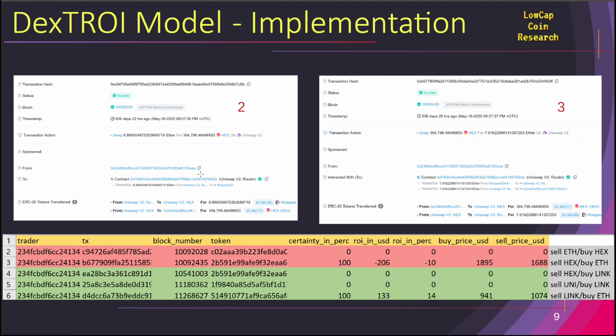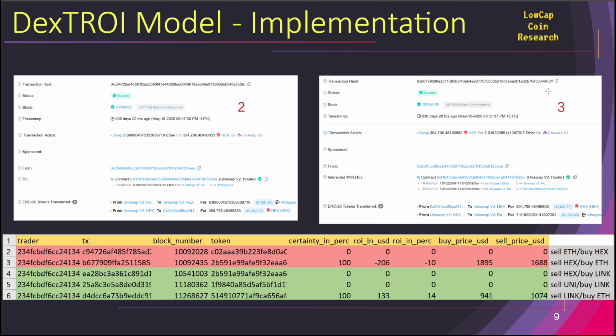The trader sold Ethereum here and bought HEX tokens, as you can see, and the certainty is 0. That is because this is the first transaction of this trader on Uniswap. So we don't know at which price the trader bought Ethereum, which he sold in this transaction. Let's now look at the third row, this one, and this picture here.